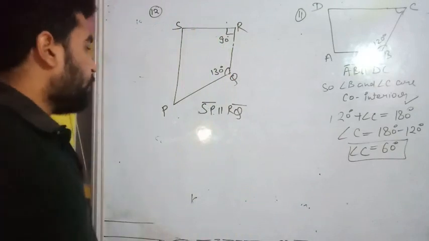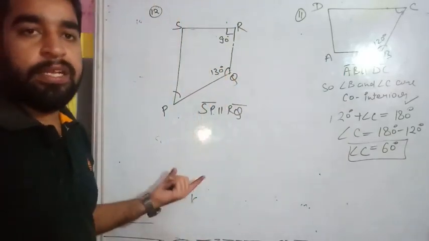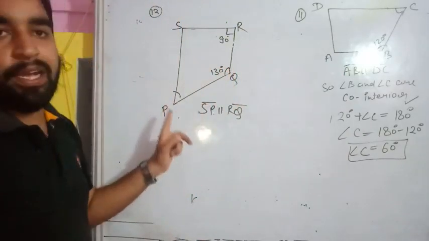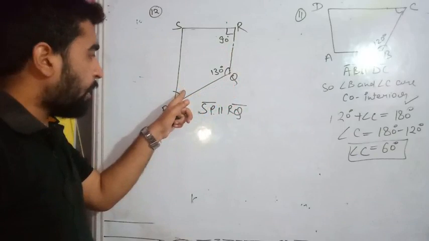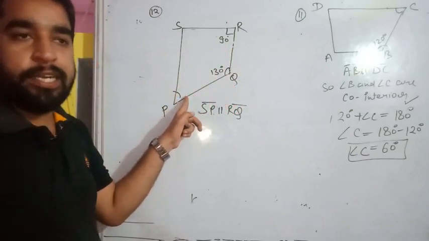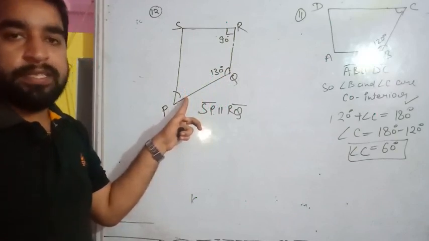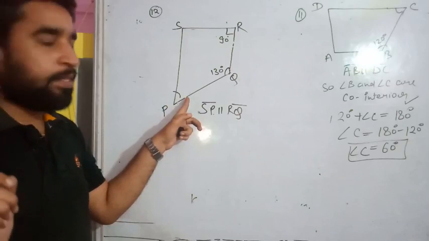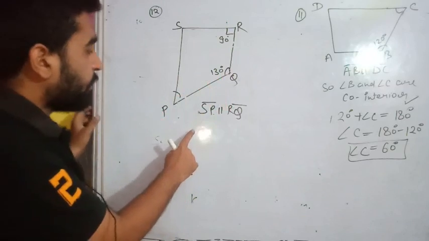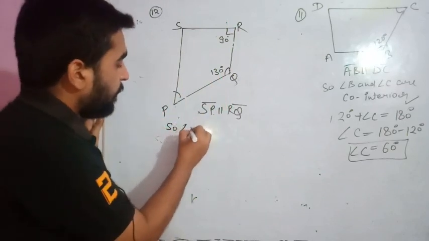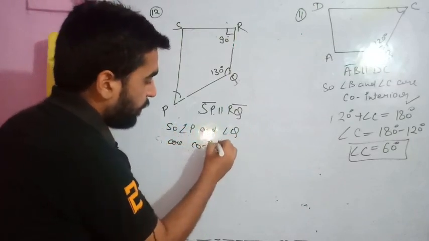So students, as you can see, if these two are parallel, then angle P and angle Q will be which kind of angle? These two will be co-interior angles. Two parallel lines are there and a transversal is drawn. The angles on the same side of the transversal are said to be consecutive interior angles, and consecutive interior angles are always supplementary. In short, we call them co-interior angles. So these two co-interior angles are always supplementary. So we have mentioned SP parallel to RQ, so angle P and angle Q are co-interior angles.